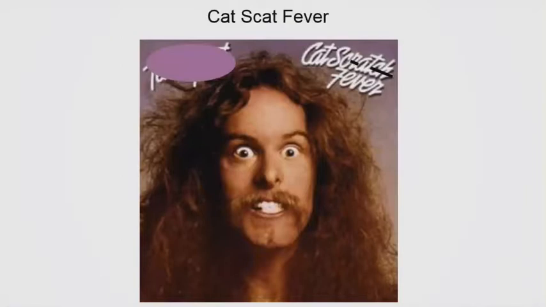This is Ted Nugent, and he had an album called Cat Scratch Fever. So this is what cat scat fever. Thing is, this guy might be the head of the NRA here in the next few years, so I'm sure he'll do a good job. I'm sure you'll hear about him in the news.